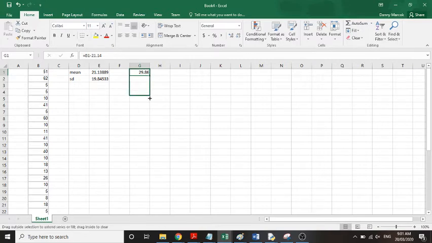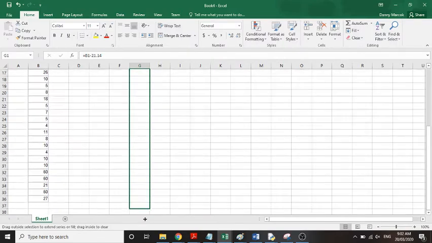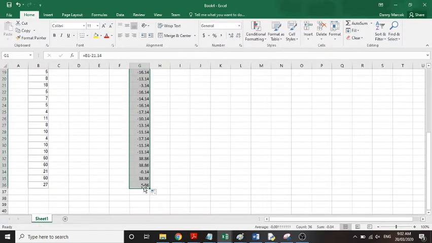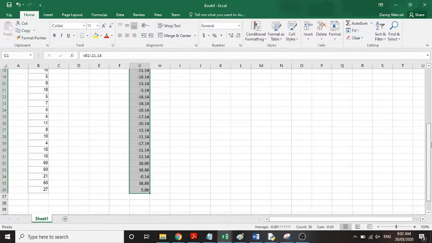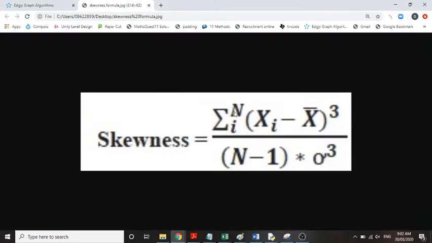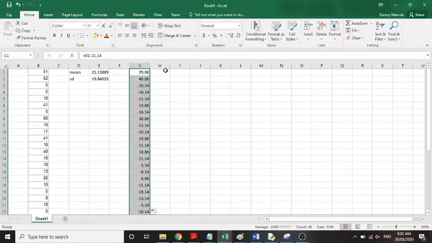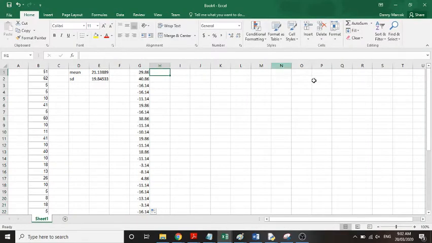So I'm going to keep going. Yep, that looks like it's just fine. And keep going right down. All right, so that's what we've ended up with there. So that is all of these things, X minus X bar.